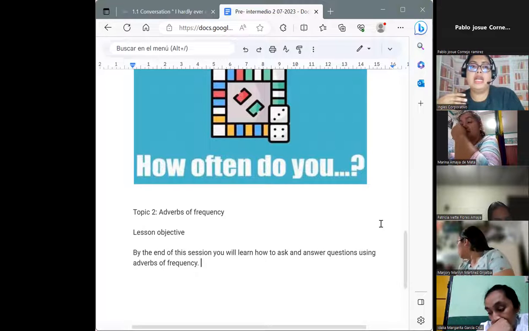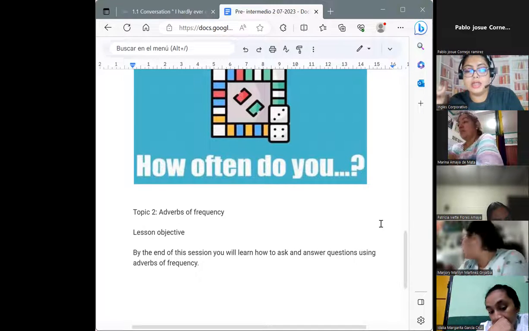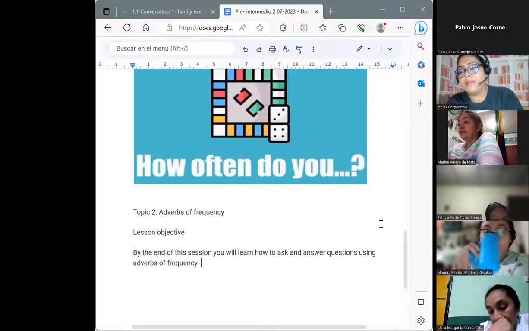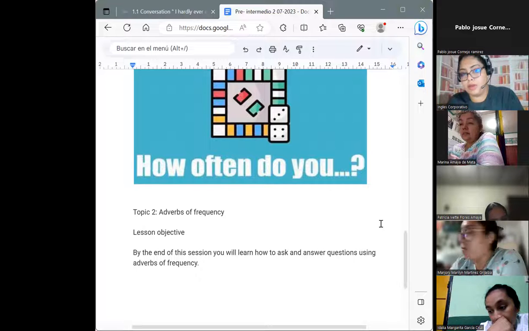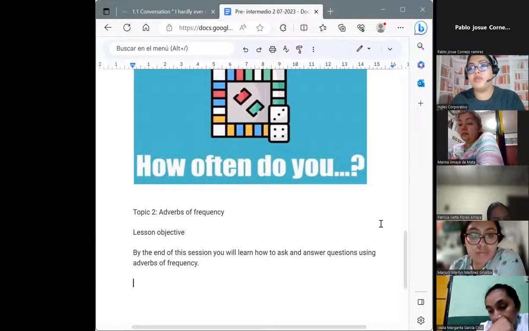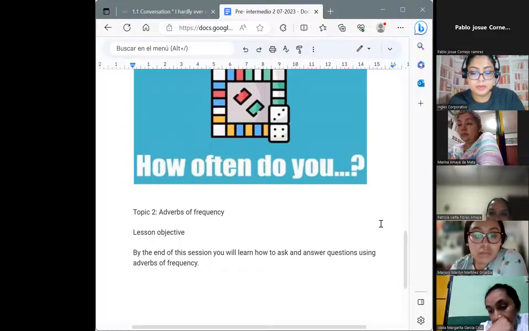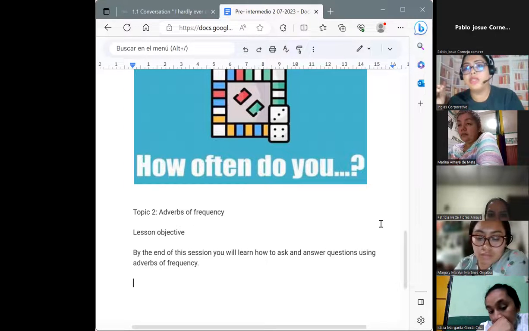Básicamente, la parte central de este tema es el uso o cómo hacer preguntas y cómo contestar esas preguntas utilizando los adverbs of frequency. Pero para llegar a eso, tenemos que hacer el pequeño review de algunos adverbs of frequency que nosotros ya conocemos. Y hay otros que tal vez no hemos metido en esa categoría, pero que ahora lo vamos a hacer. So, in this case, we are going to see a list of words that function as adverbs of frequency. Vamos a ver una lista de palabras que funcionan como adverbs of frequency.